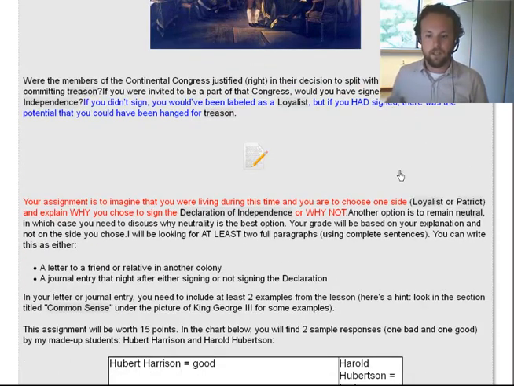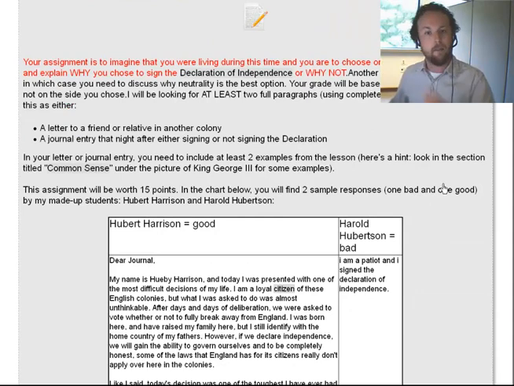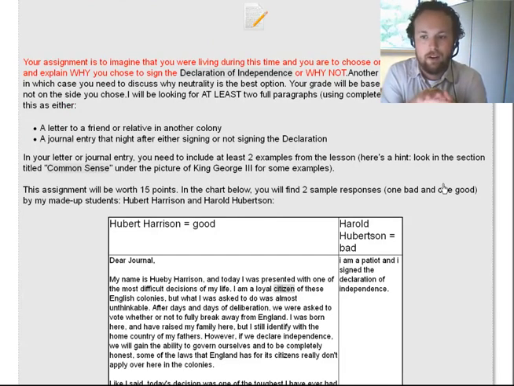So your assignment is to, again, imagine that you were living during this time, and you were to choose one side, loyalist, patriot, or you can choose to be neutral, and explain why you chose to sign the Declaration of Independence, or why not. So if you chose to sign the Declaration of Independence, you would be writing from the perspective of a patriot. If you chose not to, you would write from the perspective of a loyalist. The third option is that you can remain neutral, in which case you would need to give a good description as to why neutrality is the best option.